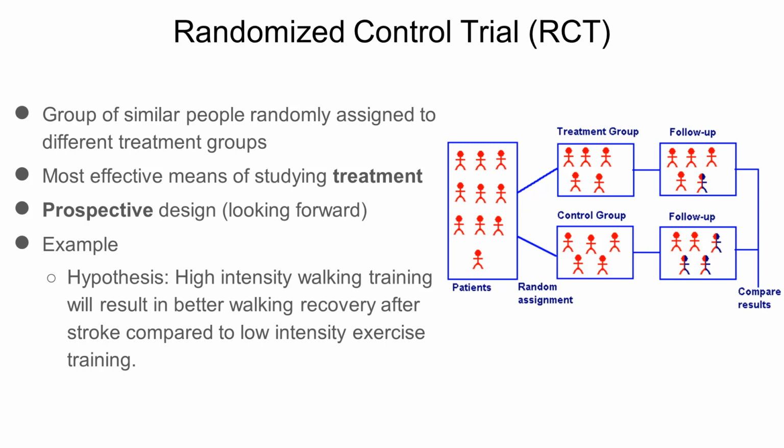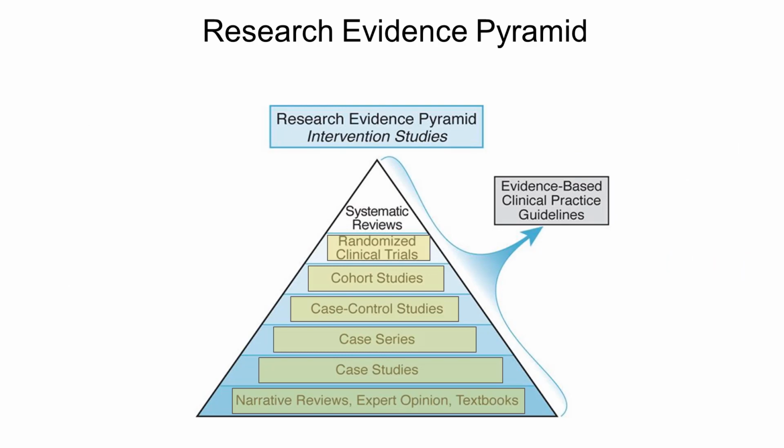Follow-up occurs at a later period in time, and these individuals are screened to see if the high-intensity training resulted in better walking ability than the low-intensity training, and the results are compared by some statistical tests. We'll talk a whole lot about randomized control trials because this kind of trial is the most effective means for studying whether a particular treatment is going to work for a particular patient type. We finally made it to the top of the pyramid.